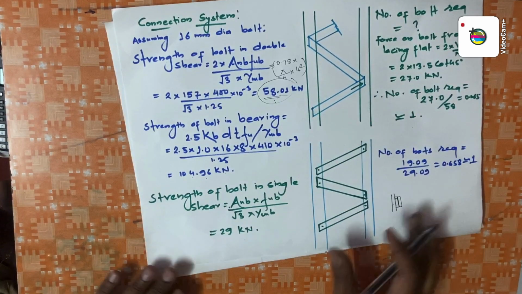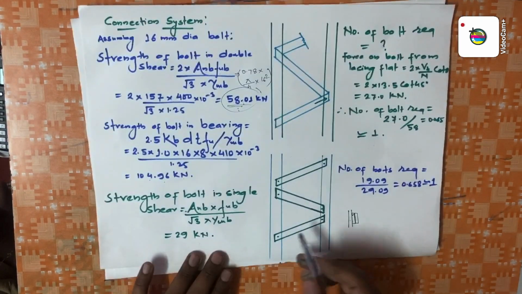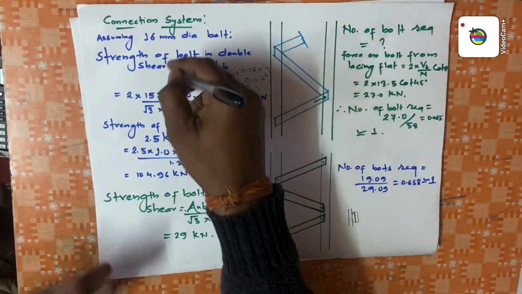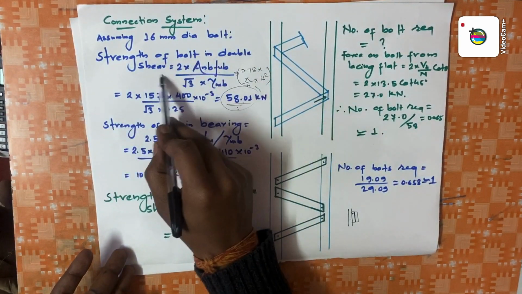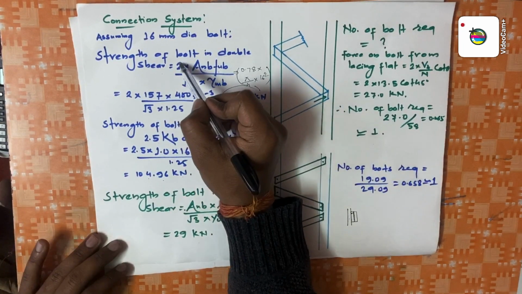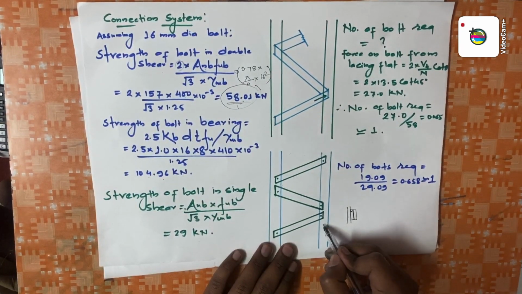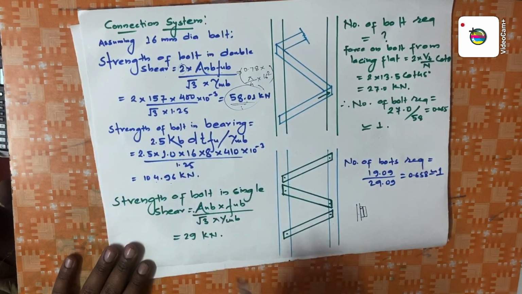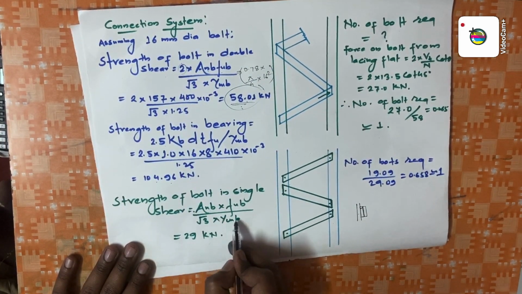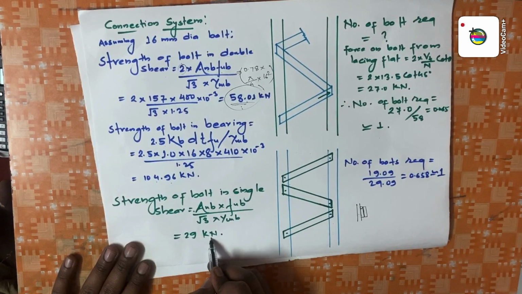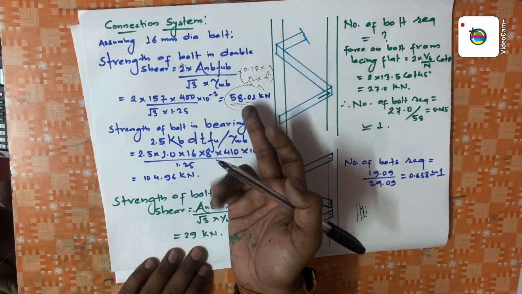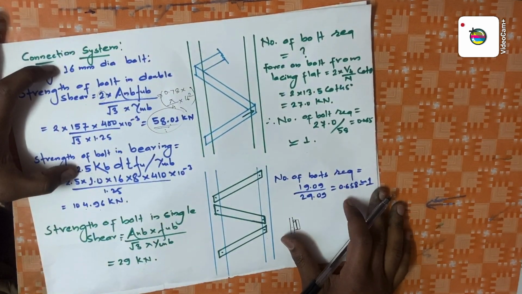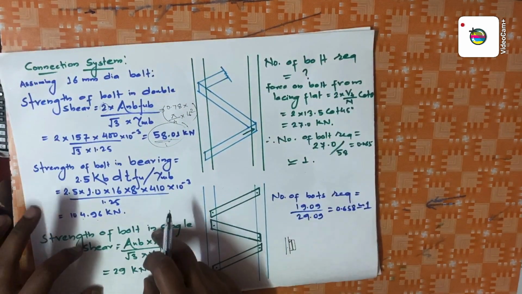If we calculate strength of bolt in single shear in this case, it is calculated the same way as strength of bolt in double shear. Only there won't be this value 2, because there is one channel and one plate, so there is only one interface, and no need to multiply with 2. So Anb into fub by root 3 gamma mb. If you calculate this value, you will get 29 kilonewton. Just divide the double shear value by 2, and you will get this value. So in this case we calculate the number of bolts.